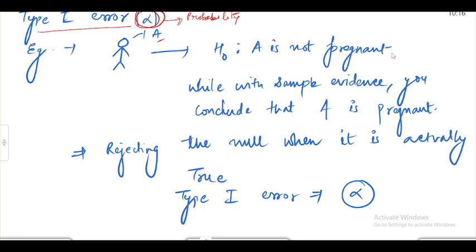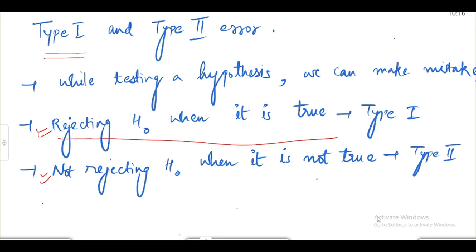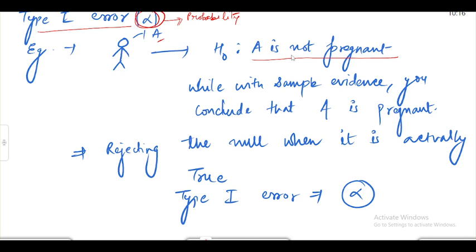So you want to test this hypothesis, and based on the data and the sample evidence, the test that you have conducted concludes that A is pregnant. So the test results are significant, and you conclude that A is pregnant. So in a way, you are rejecting H naught when it is true. Based on your test results, it comes out that A is pregnant, so you will reject this null hypothesis, which is saying that A is not pregnant. But this is actually true.